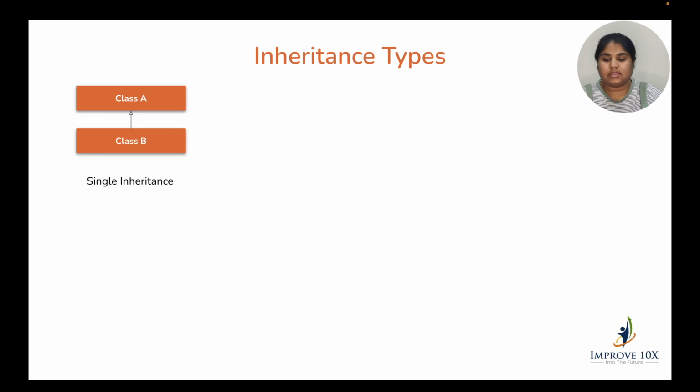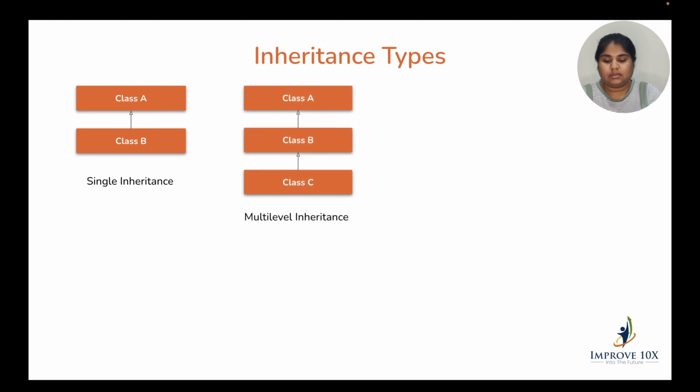The next one is multi-level inheritance. In multi-level inheritance, there are more than one levels. As you can see here, class A is a superclass. Class B is extending from class A. Similarly, there is another class C, which is extending from class B. So there are more than one levels in this particular inheritance type.